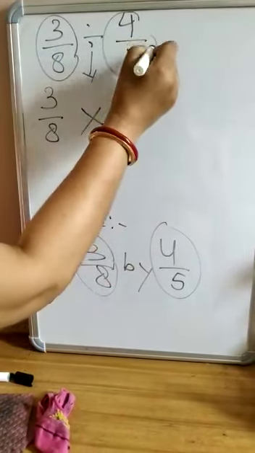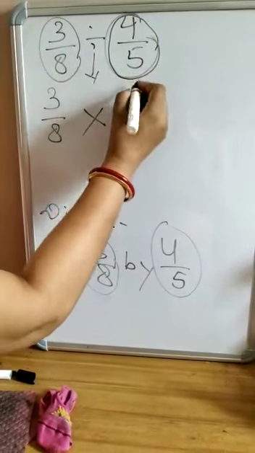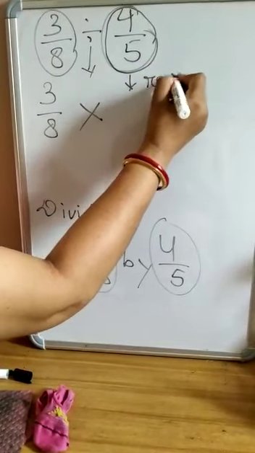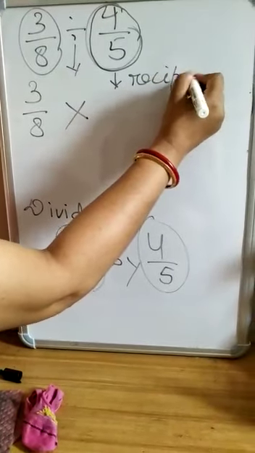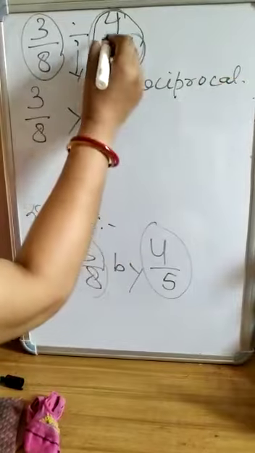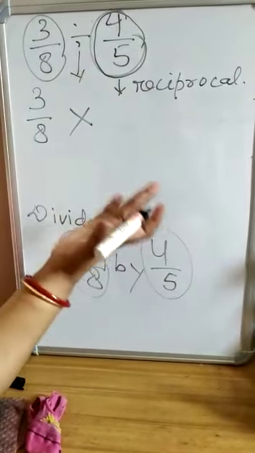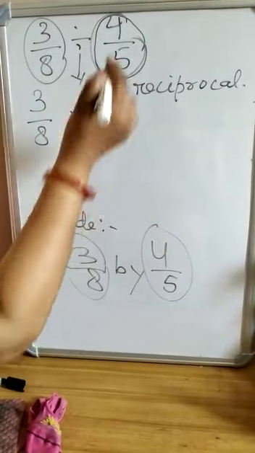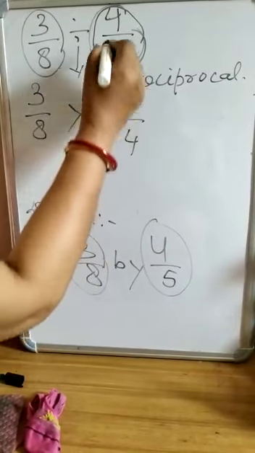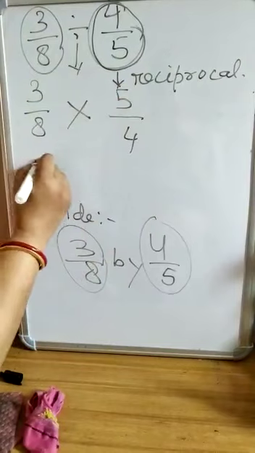Second step. Now, this is the divisor, 4 by 5. Write down the reciprocal of this 4 by 5. Reciprocal. So, what is the reciprocal of 4 by 5? Interchange the position of denominator and numerator. Numerator will become denominator and denominator will become numerator. Okay?